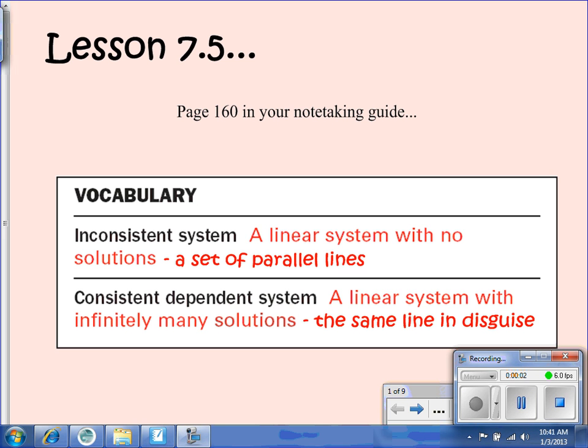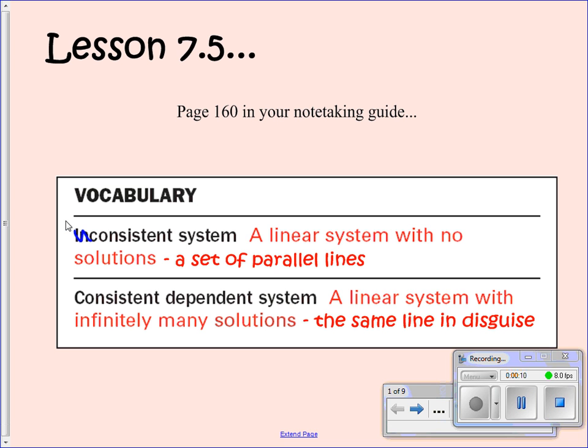Okay, this is 7.6 or 7.5, excuse me. This is solving special types of linear systems. And I know you've got these definition terms, inconsistent system and consistent dependent system. You do not need to know these names. I'm not going to ask you to recall these names.